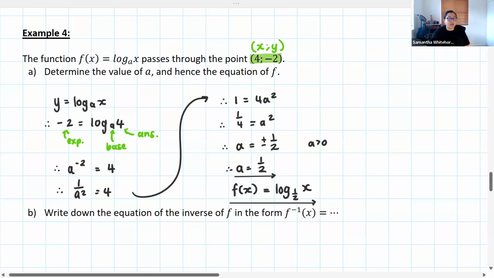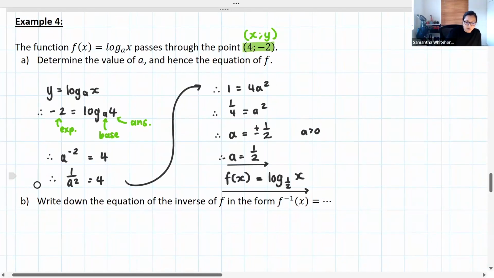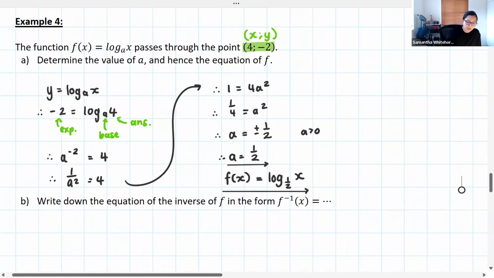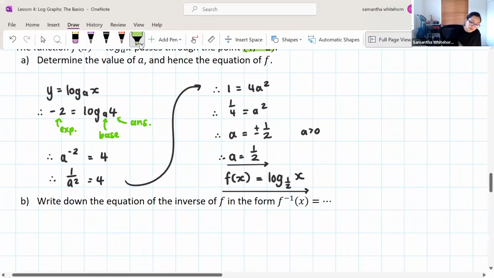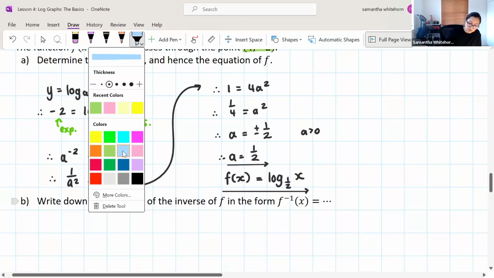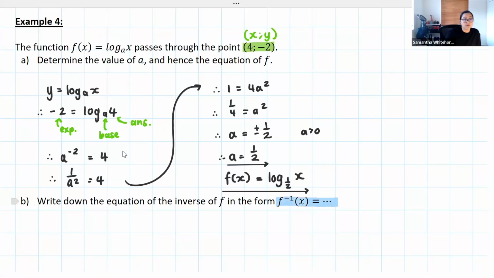So remember I say to you, conversions help us solve for unknowns. We were able to solve for a here. All right, so that allowed us to solve for an unknown in my logarithmic equation, or my logarithmic function. It's also going to help us out in the next question. So it says, write down the equation of the inverse of f in the form f to the negative 1 of x equals. Now, whenever they give us a specific format that they want the answer in, please make sure you do use it. So we will need to have our final answer as f to the negative 1 of x, but we can get there.